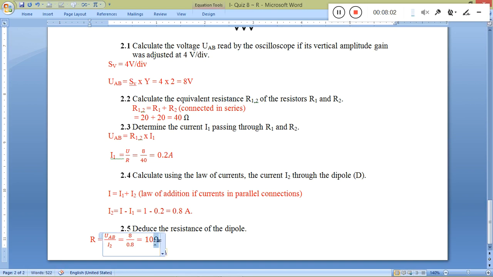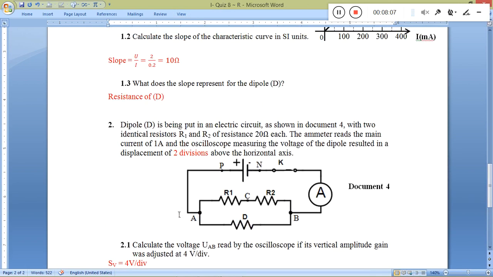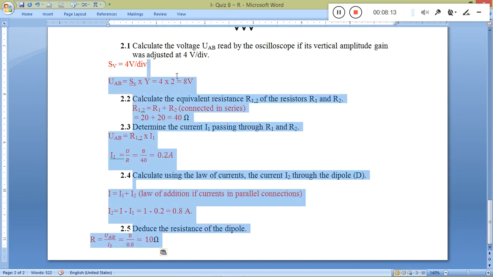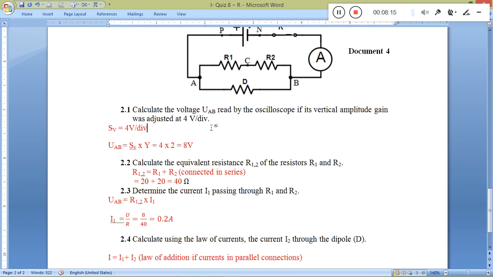Okay, by this we finished the second exercise. Actually, this exercise is a summary for most of the electricity part covered during this lesson.